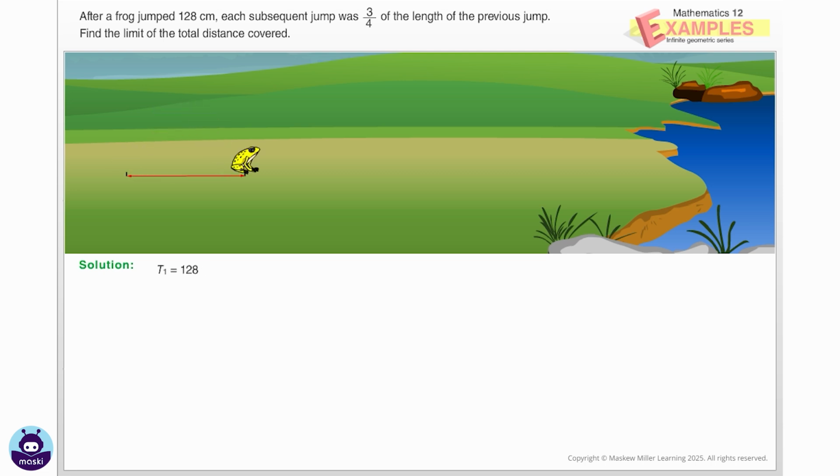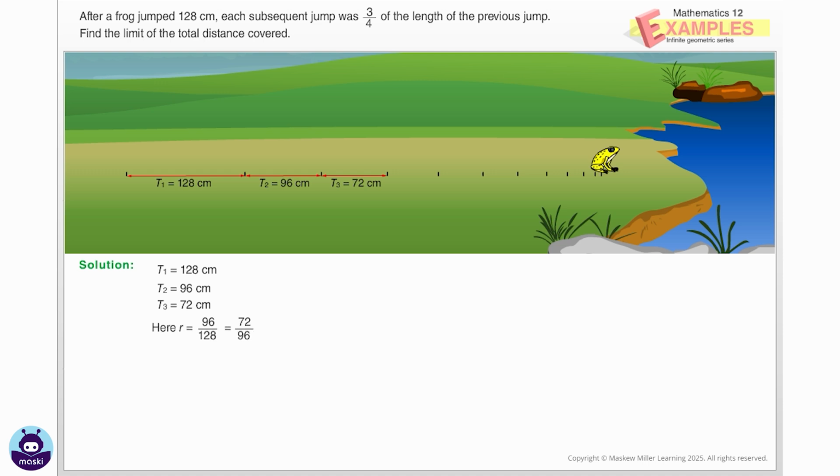In the first jump, the frog covered 128 centimeters. In the second jump, it covered 3/4 times 128, that is 96 centimeters. Similarly, in the third jump, it would cover 3/4 times 96, equals 72 centimeters. If this process continues, these distances would form an infinite geometric series.